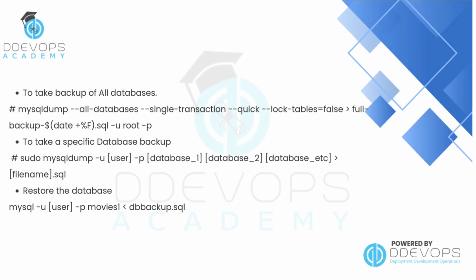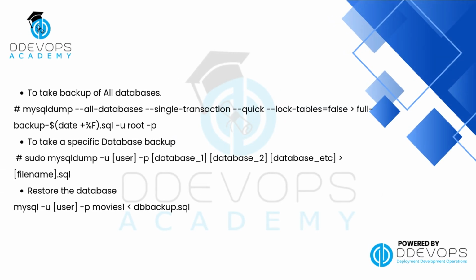Let's talk about backing up and restoring MySQL databases. Use mysqldump to export all databases or specific ones into a .sql file. This file captures both structure and data. To restore, use the mysql command and point it to your backup file. These steps are essential for disaster recovery and data migration.